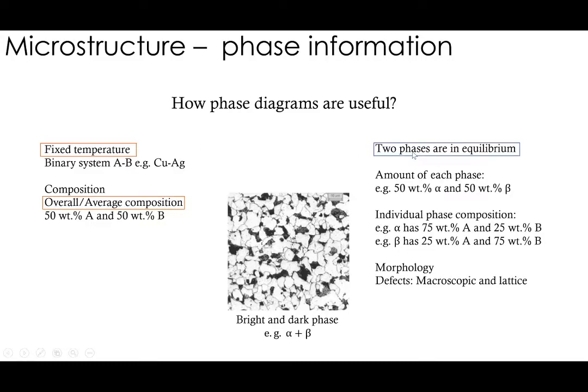Now this information can be taken out of phase diagram. When you know your temperature and overall composition, how many phases are going to be in equilibrium and what are those phases, alpha and beta kind of phases, that information can be available from phase diagram. And then the amount of each phase, individual phase compositions, this information can be obtained from phase diagram. But morphology and defects, these things cannot be obtained from phase diagram.